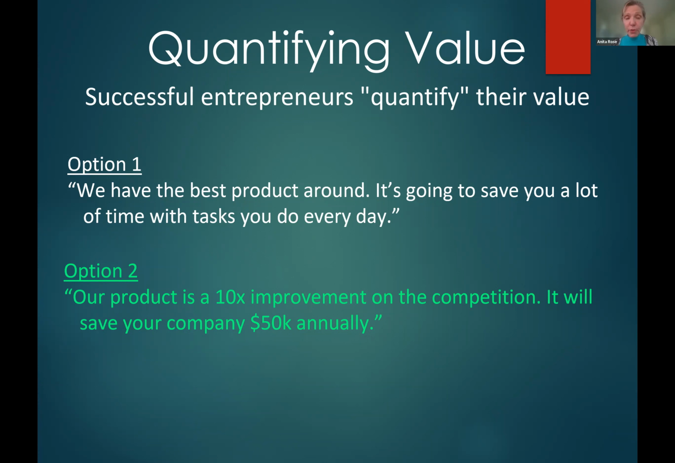But option two: our product is a 10-time improvement on the competition. It will save your company $50,000 annually. Now I look at that and I'm like, wow, 10 times better than the competition that is knocking on my door, and you're going to save me $50,000 annually. I think I want to hear about this. So when we add the dollar amount and the 10 times, when we quantify the information, we have a much better chance of our customer understanding the value that we provide.